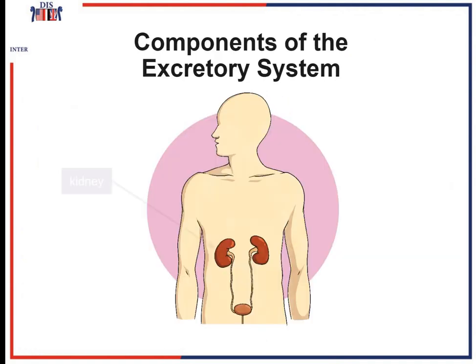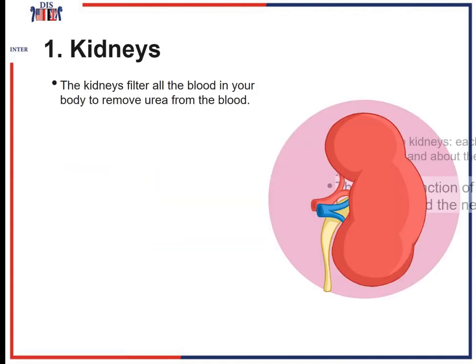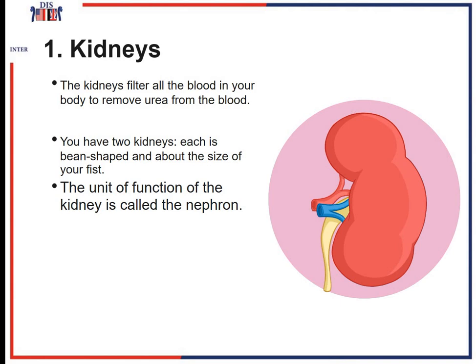How? I have two kidneys. Kidneys are responsible for filtering my blood from the urea. So kidneys filter all the blood in your body to remove the urea. You have two kidneys, they are bean shaped, and the functional unit of the kidney is called the nephron. So kidneys are made up of millions of nephrons. They are the working cells inside the kidneys. So nephrons are responsible for filtering my blood from the urea.